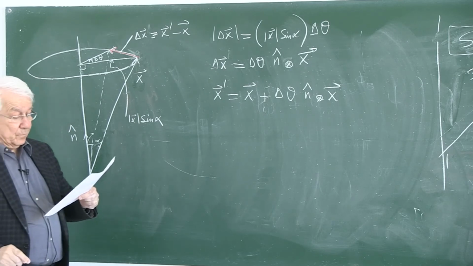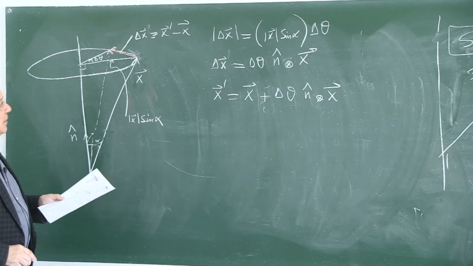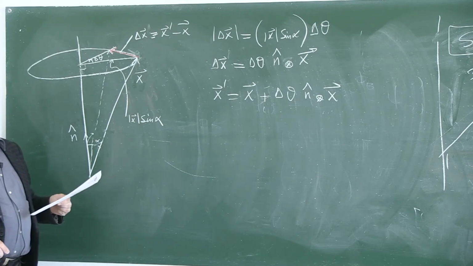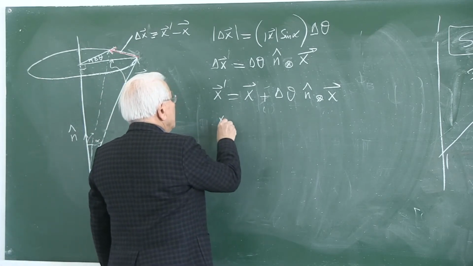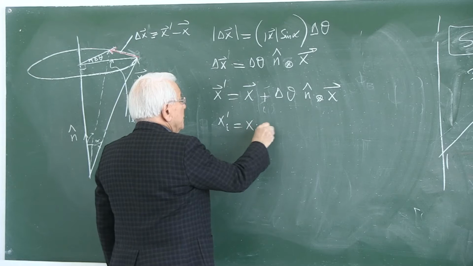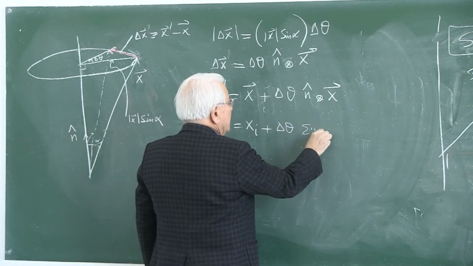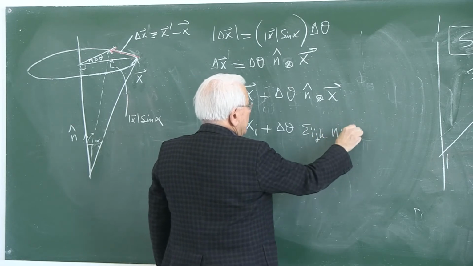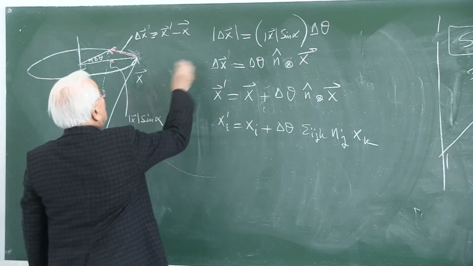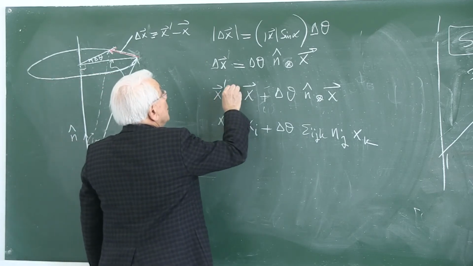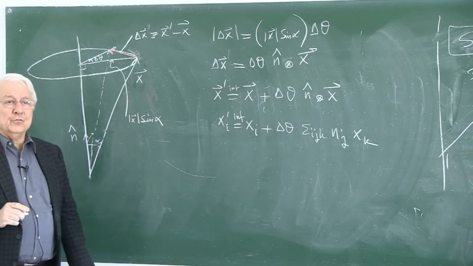Okay. How do I write the components in general? Let me write the components in general. x_i prime equals x_i plus delta theta, epsilon_ijk n_j x_k, right? Infinitesimal. Notice that these are all infinitesimal. So if you want, put inf, not to get confused with the full finite rotations.